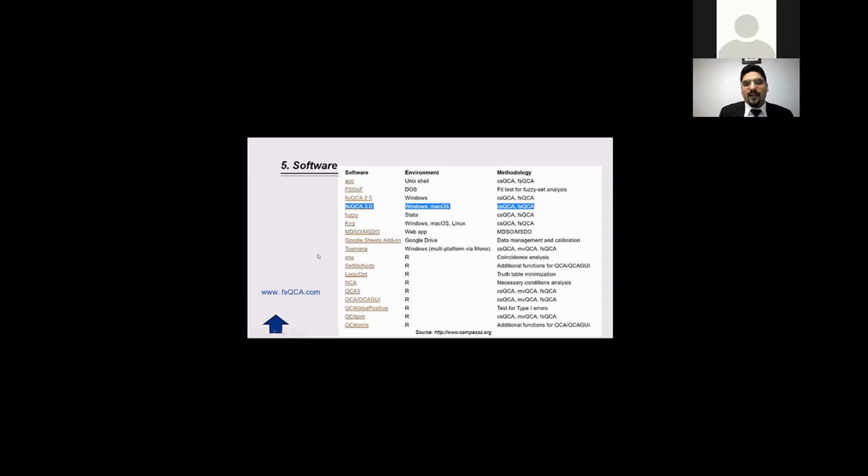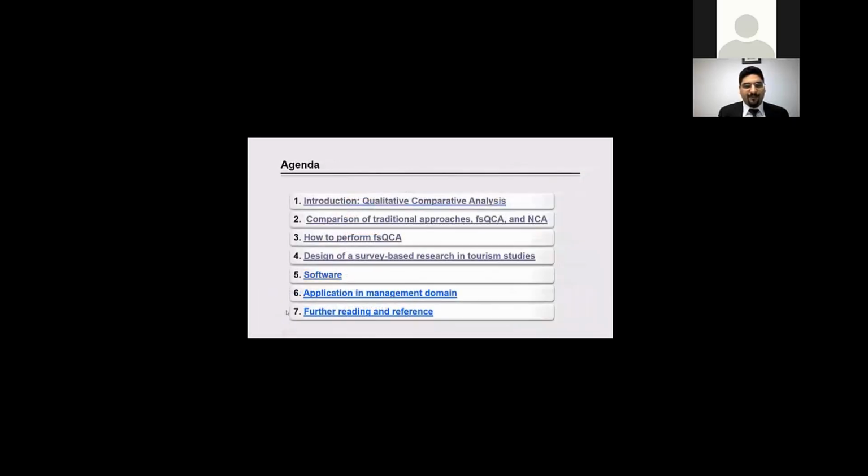fsQCA.com. It supports both Windows and Mac. Other environments and software have also been developed by other researchers. This software was developed by Ragin. Other software that researchers are comfortable with they can use, like R, which needs programming. I just introduced and listed them, and participants can use those software for running fsQCA and NCA.